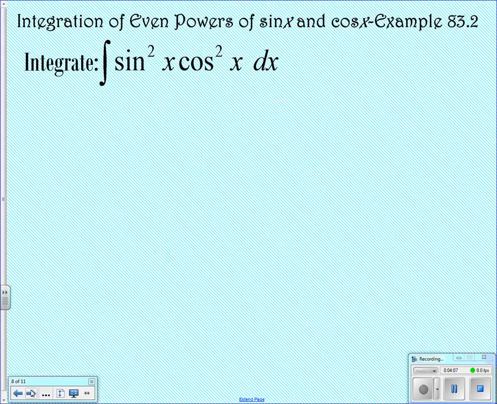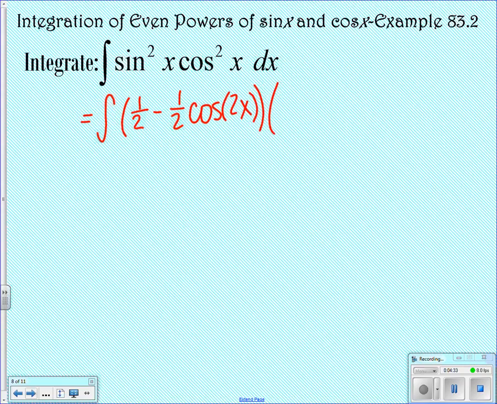Now let's look at this one. We have sine squared x times cosine squared x. On this one, we are going to have to replace both the sine squared x and the cosine squared of x with their identities. So sine squared of x was 1/2 minus 1/2 cosine of 2x. And then cosine squared was 1/2 plus 1/2 cosine of 2x, with respect to x. And so now we want to distribute this.